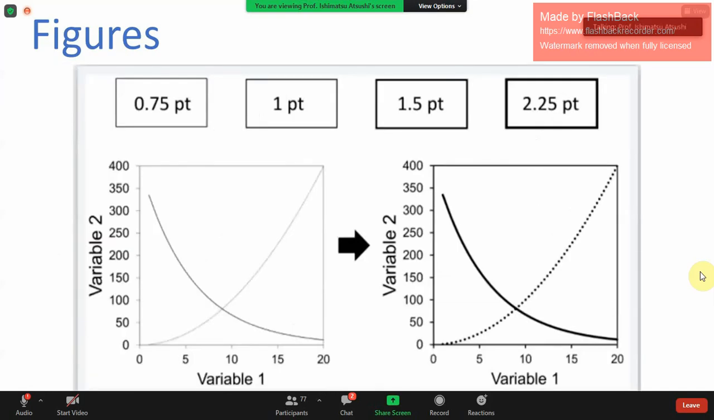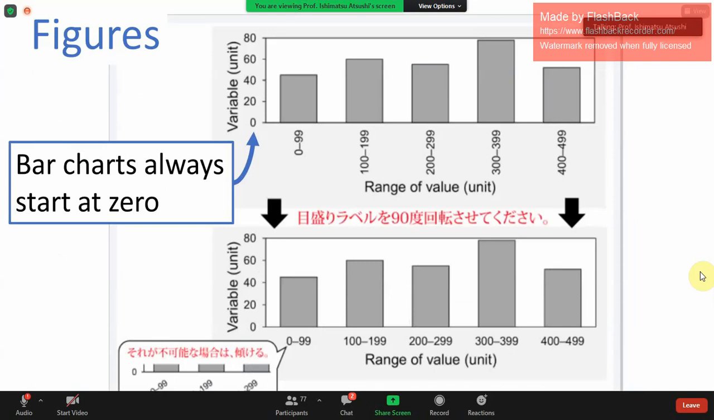Another thing is the thickness of lines, right? The difference you can see easily, but we should not use lines which are too thin, like this, right? The third thing is about bar charts. Bar charts should always start at 0. Okay, from 0.